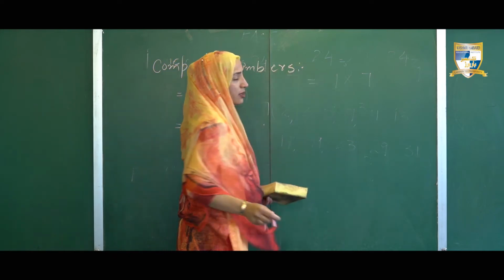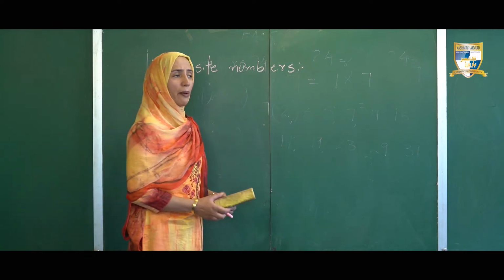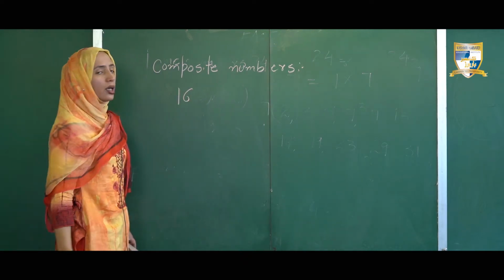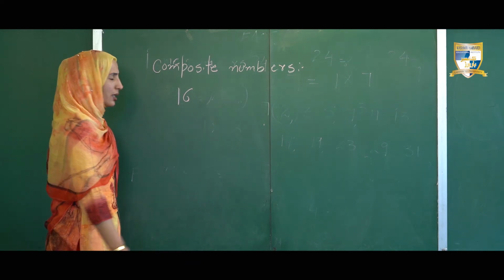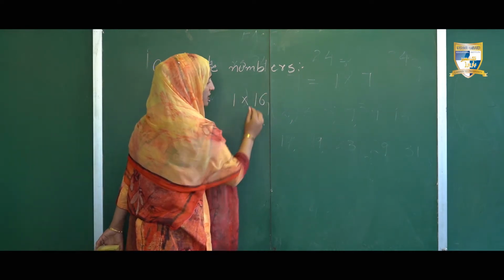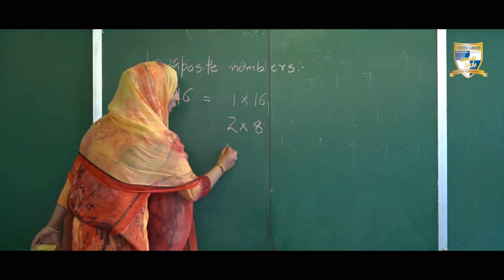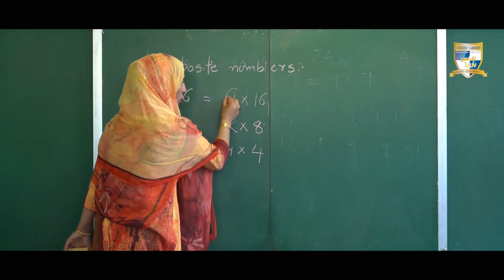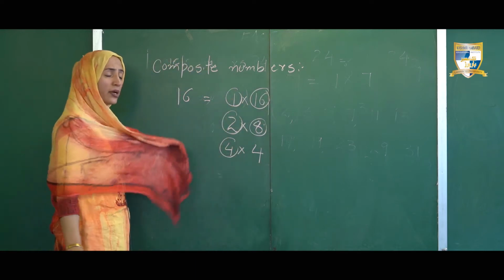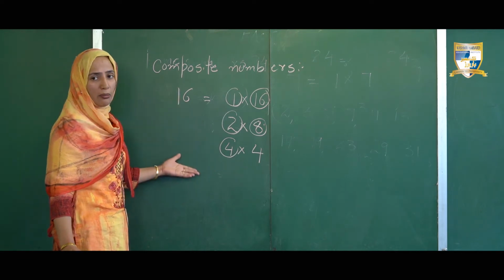So what are composite numbers? Composite numbers are the numbers that have more than 2 factors. To understand it better, let's have an example. I'll take the number 16 and find all its factors. Number 16 can be expressed as 1 multiplied by 16. It can also be expressed as 2 8s are 16, or 4 4s are 16. All these numbers are factors of 16. Here you can see number 16 has more than 2 factors. That means 16 comes in the category of composite numbers.